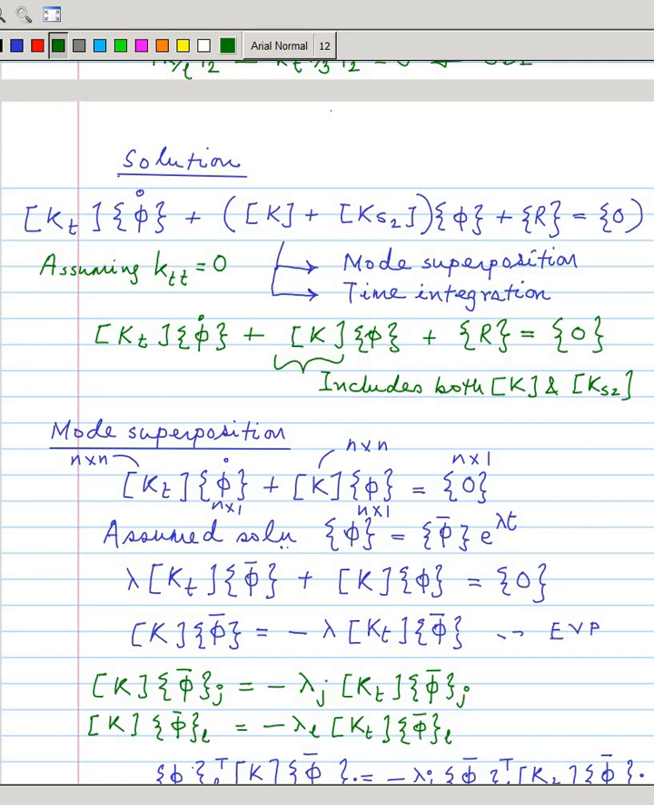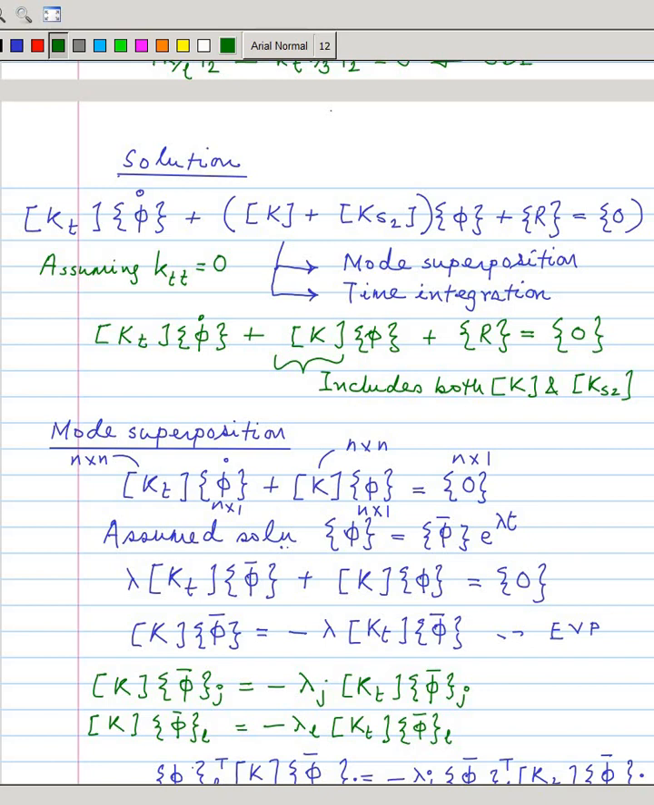So here we have two different ways of finding out the solutions in time, and one is mode superposition and other is time integration scheme. So in mode superposition, first we'll discuss mode superposition.